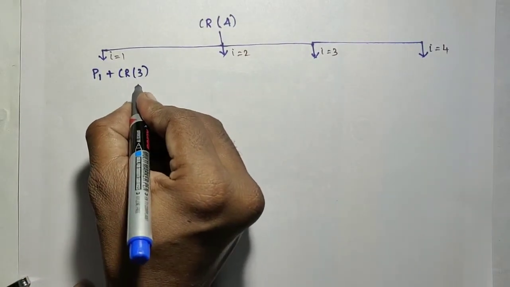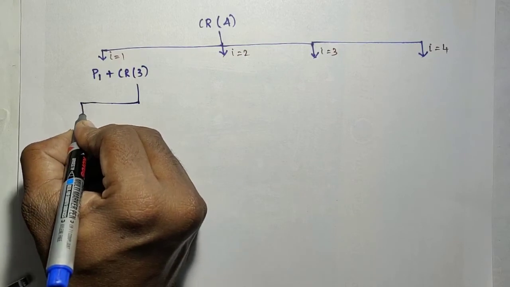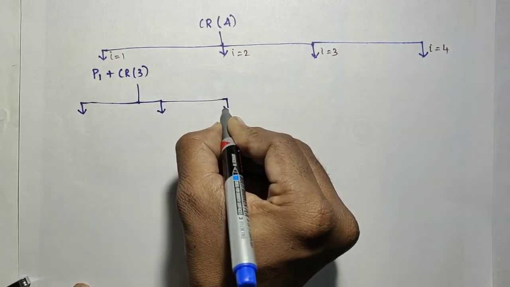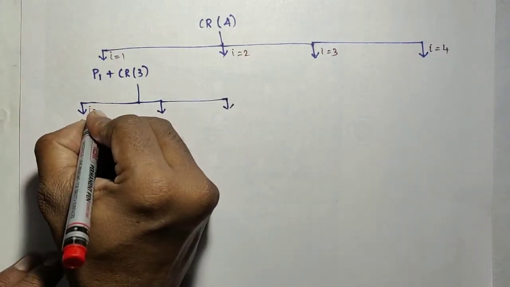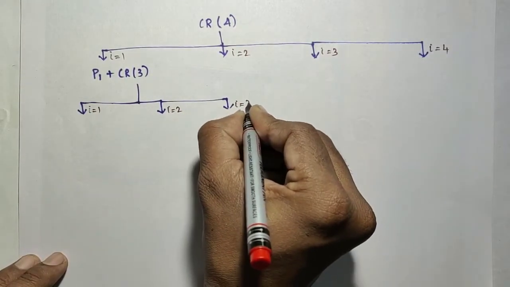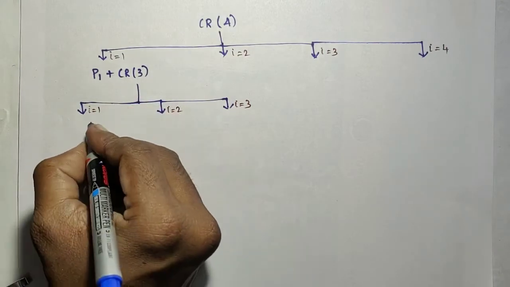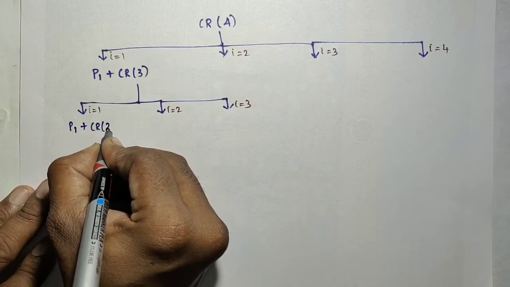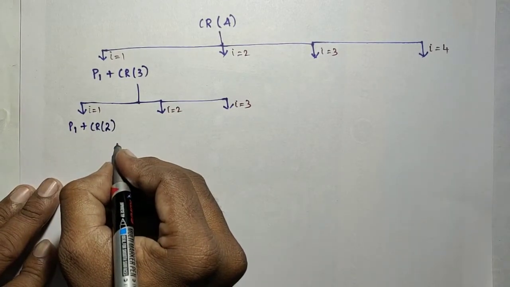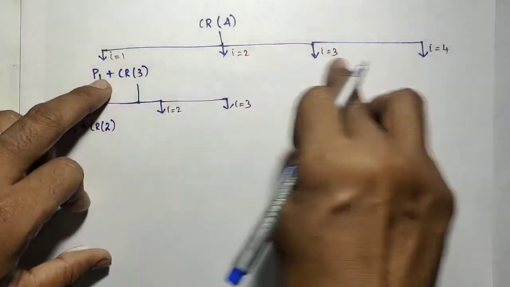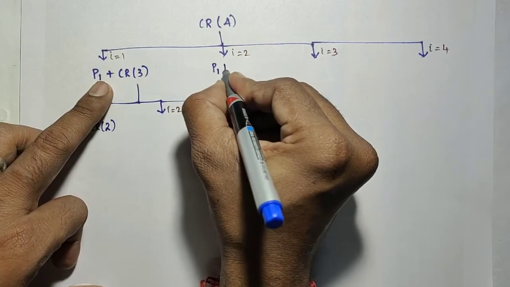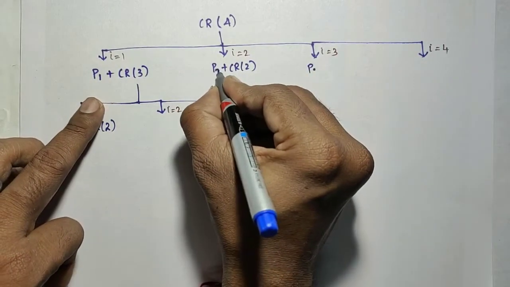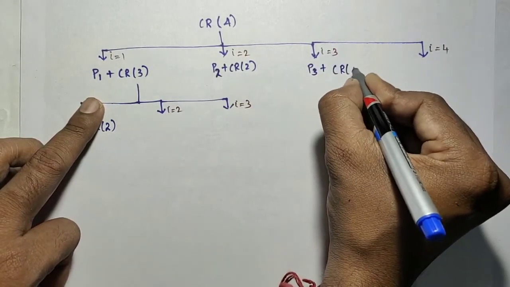So here n equal to 3, and again there are 3 iterations: i equal to 1, i equal to 2, i equal to 3. In the first one we will get p1 plus Cut-Rod of a 2 inch rod. Similarly, for i equal to 2, p2 plus Cut-Rod of 2. And here we will get p3 plus Cut-Rod of 1.